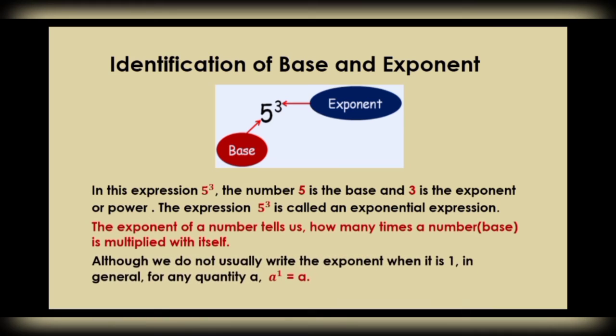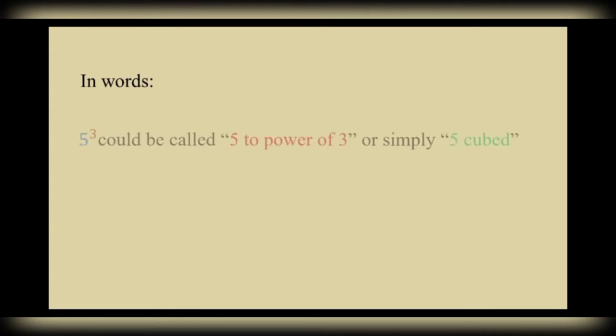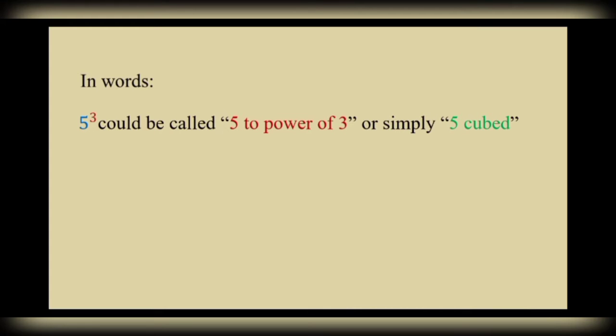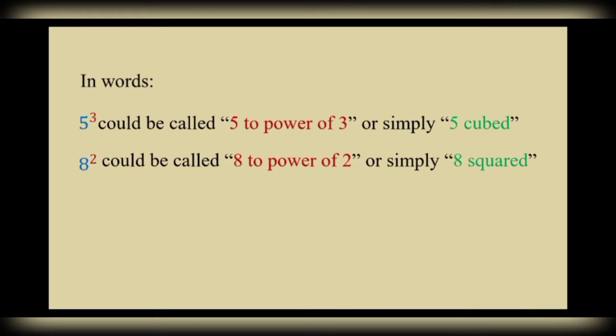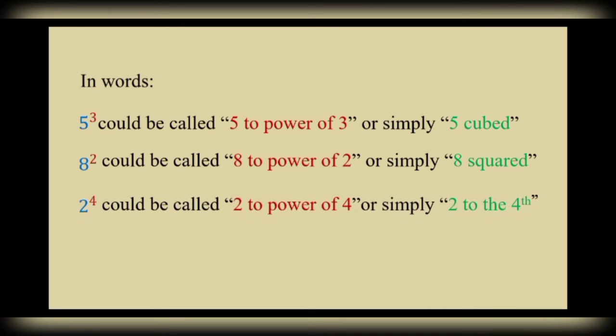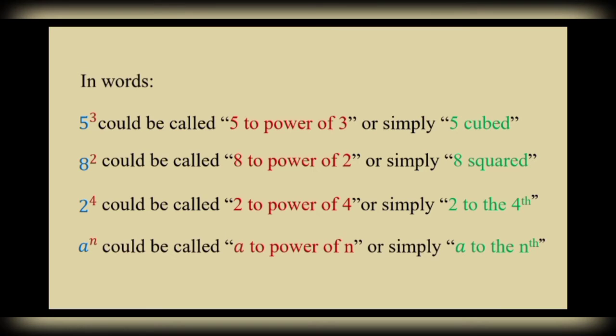Although we don't usually write the exponent when it is 1. In general, for any quantity a, a raised to power 1 is a. In words, the expression in red could be called 5 to the power of 3 or simply 5 cubed. This expression could be called 8 to the power of 2 or simply 8 squared. This expression could be called 2 to the power of 4 or simply 2 to the 4th. And in general, this expression could be called a to the power of n or simply a to the nth.